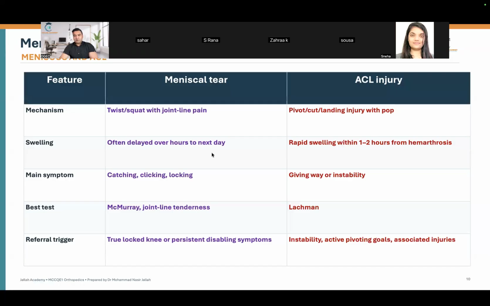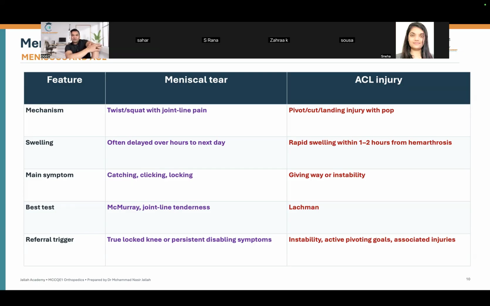All right. So a meniscal tear is a twist or squat with joint line pain. The mechanism is that the foot is stationary, planted, and the joint gets twisted. This is how it happens. And then what else? The joint line of the knee hurts, with clicking, locking of the knee, and swelling may also happen later on.